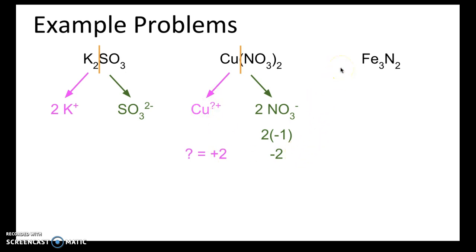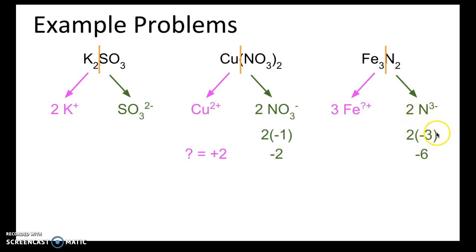All right, we're going to do the same thing with Fe3N2. Why don't you give it a go, and then when you press play, we'll see how we do it. All right, so we split it up, and we have 3 irons and 2 nitrides. And because nitrogen's in group 15, it has a 3- charge. So then we need to figure out the charge on the iron.